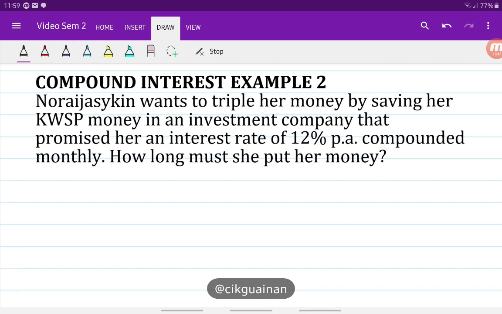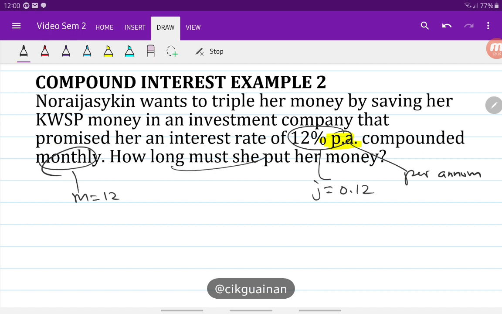Nora Jashkin wants to triple her money by moving her KWSP savings into an investment. She doesn't want to put her money in KWSP anymore. She wants to withdraw all of it and put it in another investment instrument, an investment company that promises her an interest rate of 12% PA. This PA stands for per annum, meaning per year. It's compounded monthly. So this 12 is the j, 0.12. Compounded monthly means m is 12. How long? For sure the t is what we want.